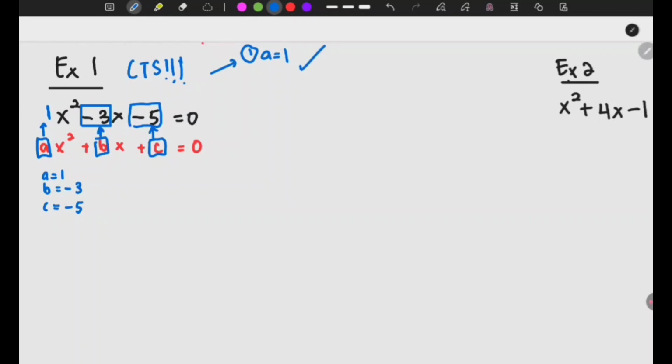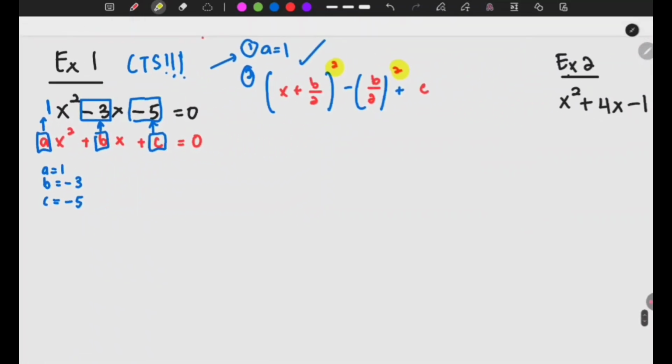Now the second step, substituting inside. So now you can directly substitute. The formula is x plus b over 2, plus c, b over 2. And don't forget there's a square. Completing the square, so you need to have the square. Don't forget the square. The square is so important. So let's substitute inside this formula. So I've rewritten the equation again now. Looks nice.